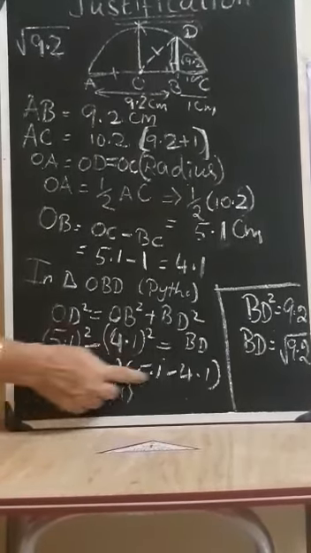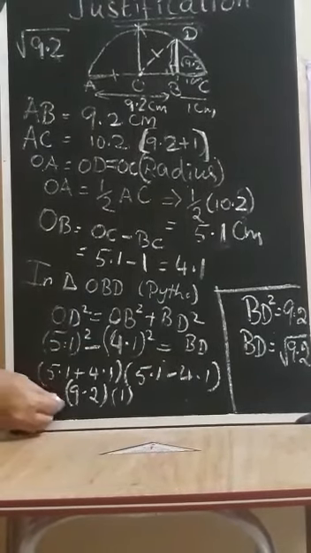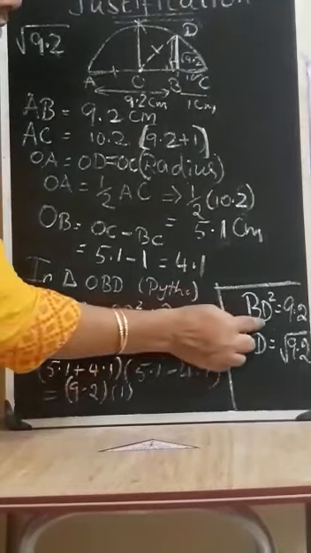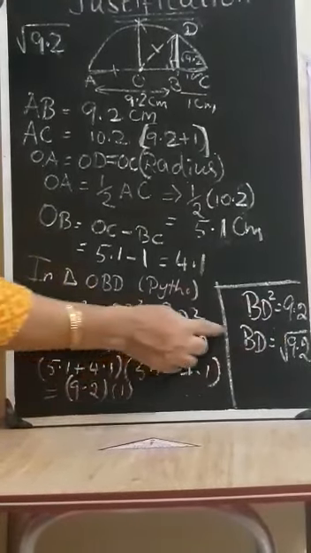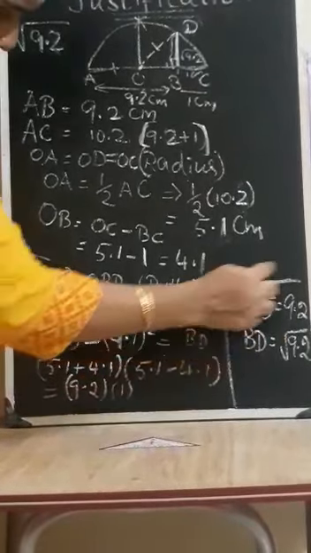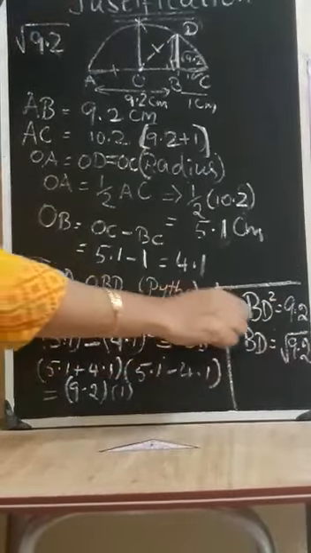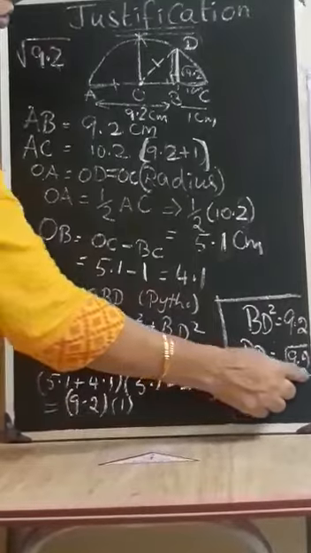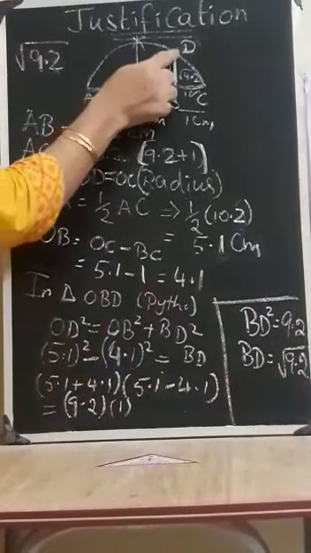So if you apply identity, you will get 9.2, right? But see, BD squared is equal to 9.2. I want only BD, which means you are going to take the square root on both sides. So square root will come. So BD is equal to root 9.2, which we are supposed to find out.